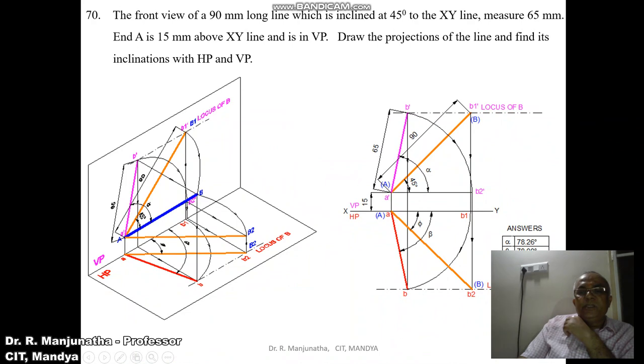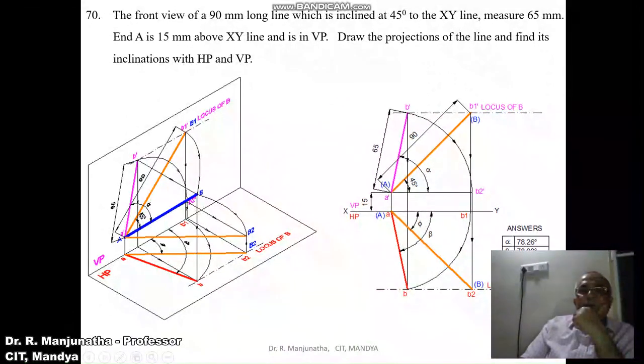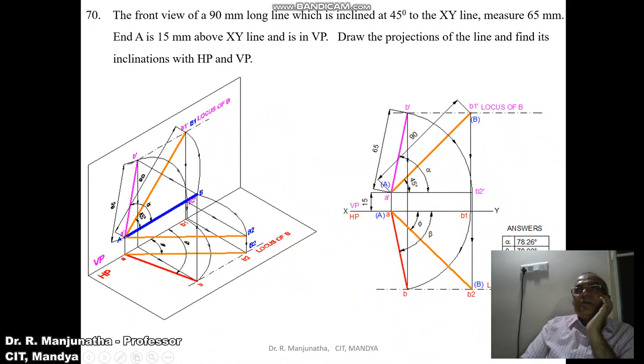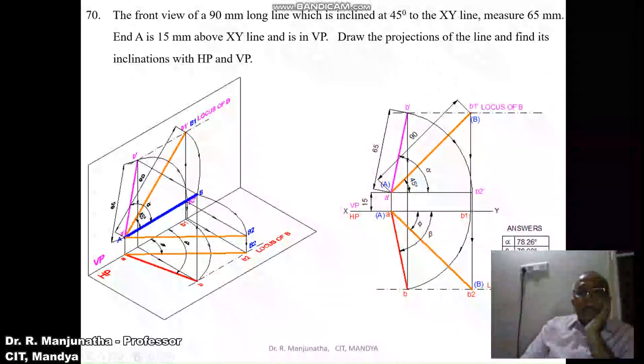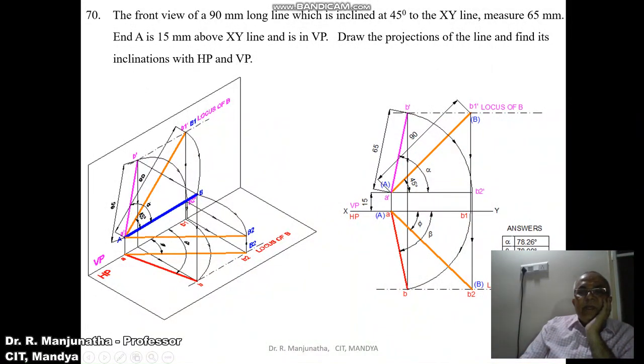And as we know this is the true length, you mark this as capital A and capital B in brackets. Then we know the front view distance is given as 65 mm. As we know, the front view point of B should lie on the same locus. So take A dash as center, with a radius of 65 mm, and using the compass cut an arc on the locus of B and mark this point as B dash. Then join A dash B dash with a dark line.